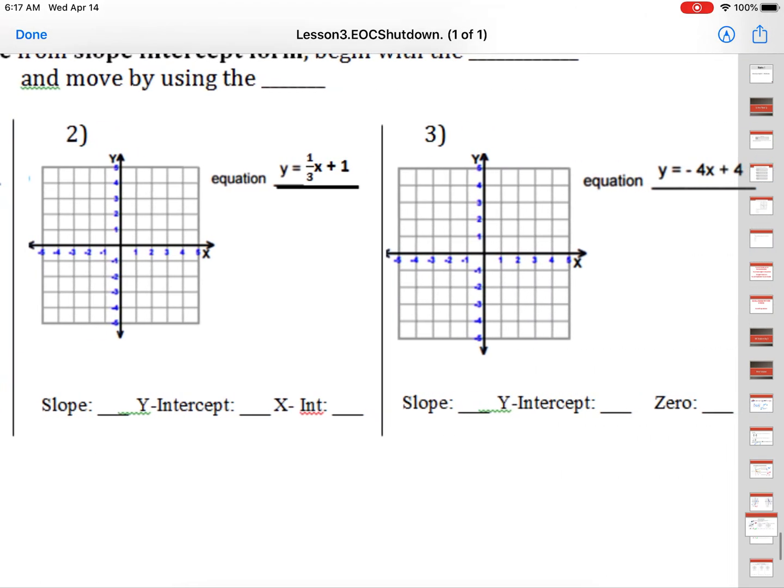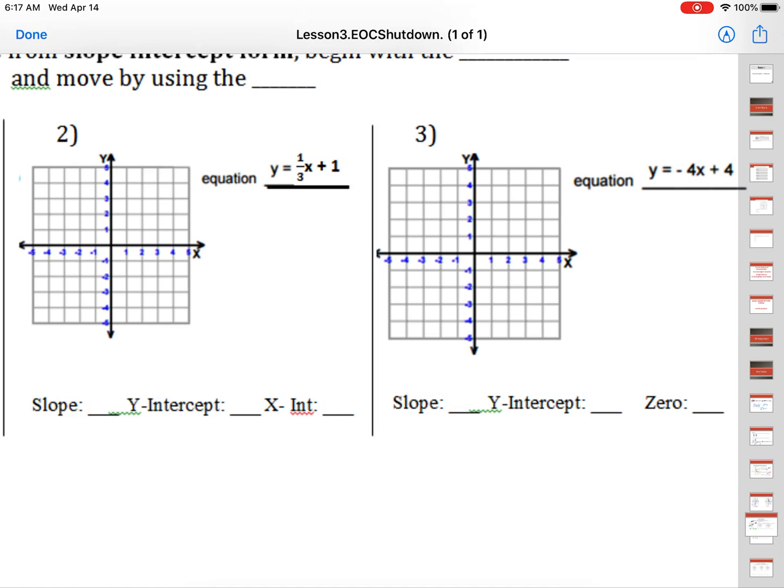Okay. Try numbers 2 and 3. Super easy. Number 2, the slope is the number with the x. The y-intercept is the number by itself. Graph, rise over run, up 1 over 3. Up 1 over 3. Super easy.